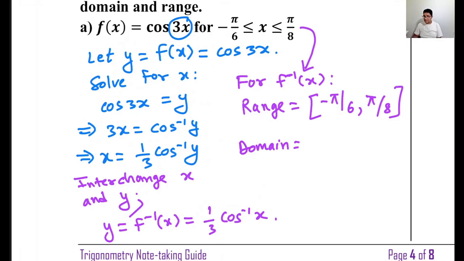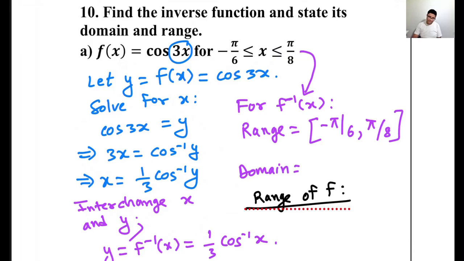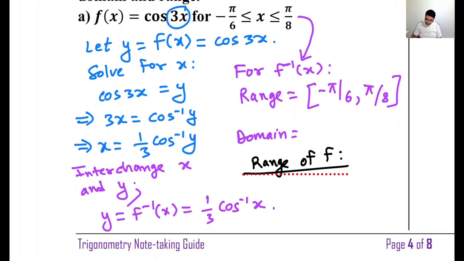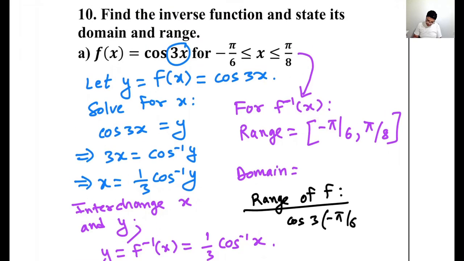Okay. The domain for this inverse will be the range of the previous function. So let us compute that. I'm going to compute it here and write the answer above. Okay. Range of f. And how would you compute? The two ends are minus pi over 6 and pi over 2. So let us plug in cos 3 times minus pi over 6.